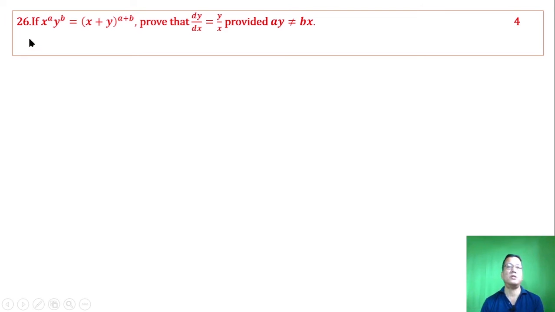Question number 26. If x to the power a into y to the power b equal to x plus y whole to the power a plus b, prove that dy by dx is y by x, provided a y does not equal to bx. 4 marks.